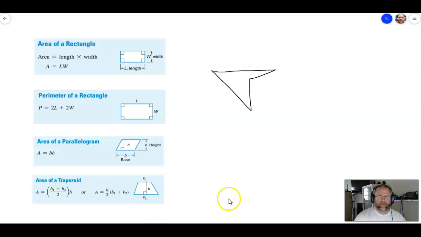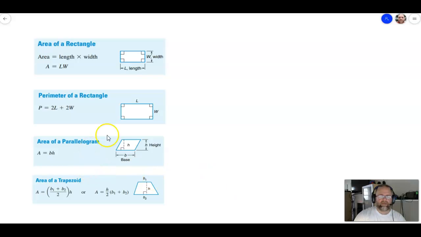The first thing we're going to talk about is the perimeter. The perimeter is just adding up all the sides. So notice I did the perimeter of the rectangle here. If you add up L plus L, because there's two lengths, there's two widths, so that would be 2 times L plus 2 times W, and that would give you the perimeter.